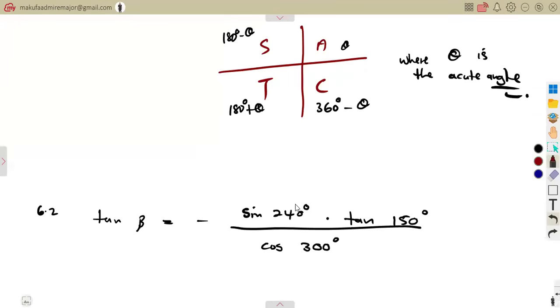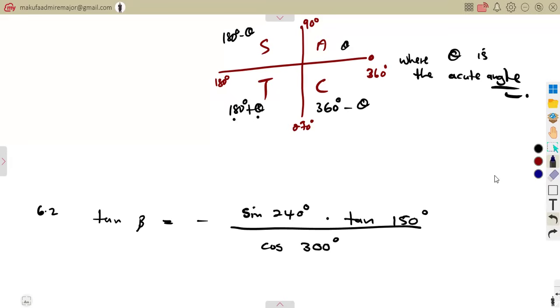So the question is, where does the 240 degrees lie? In which quadrant does 240 lie? Remember, in terms of angle, this is 0, 90, 180, 270 degrees, 360 degrees. So 240 lies within 180 to 270, in the third quadrant. And this is the quadrant of 180 plus theta, where theta is the acute angle.